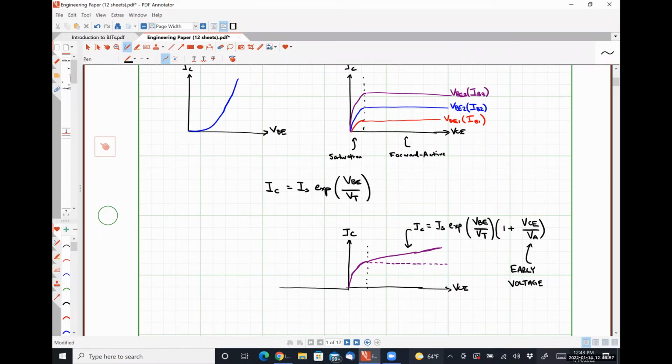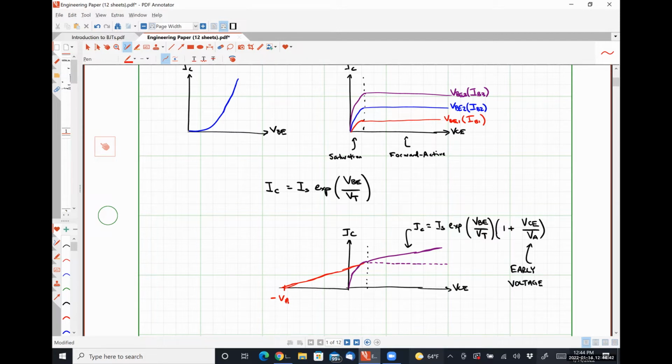VA is nothing more than the x-intercept of that sloped line. So what I mean by that is if we continued it on to the left at the same slope, wherever that line crosses is the negative of the early voltage. Okay. Typical values for early voltage range from 5 volts to 150 volts.